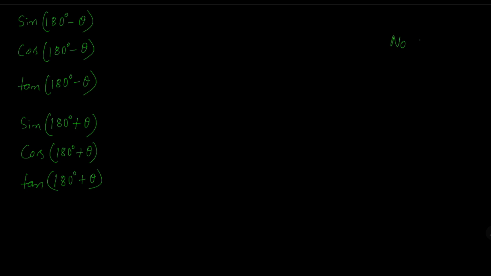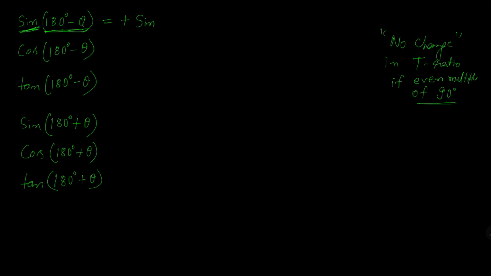So no change in the t ratio if an even multiple of 90 degree is present. Right? So what will be the answer of this? First you decide positive or negative. This 180 minus theta represents the second quadrant. In the second quadrant, sine is positive. No change. So the same thing, sine with this angle will come as it is.